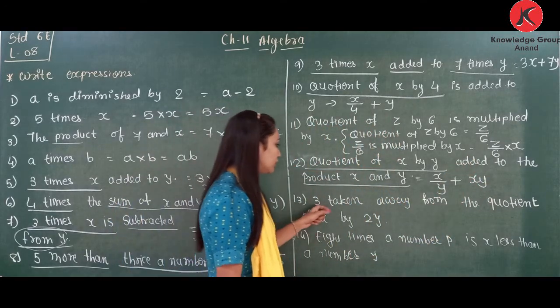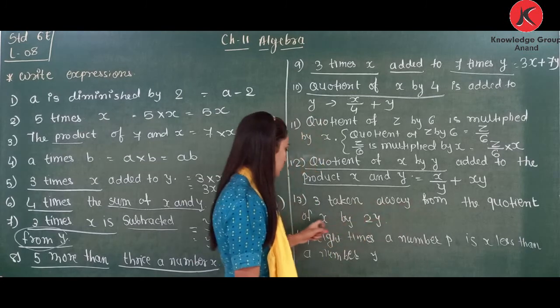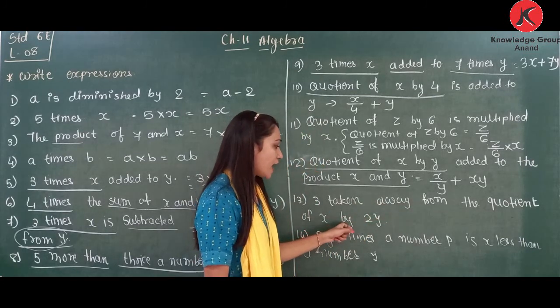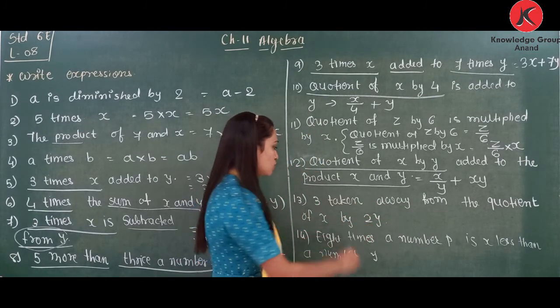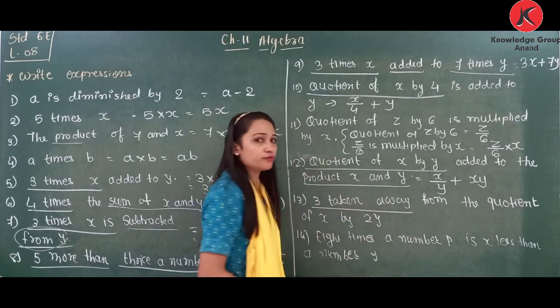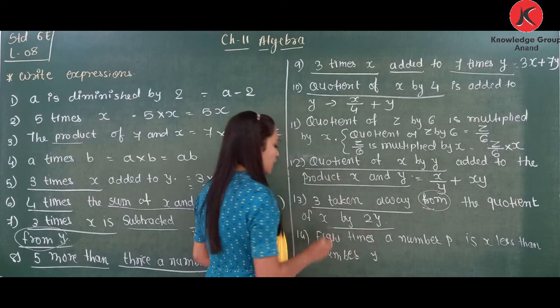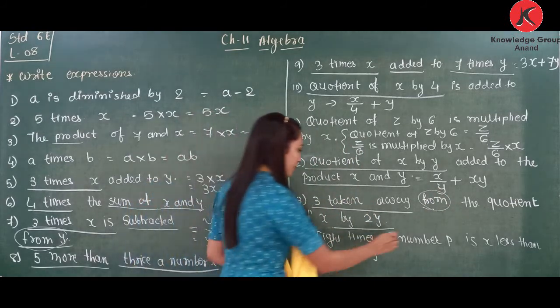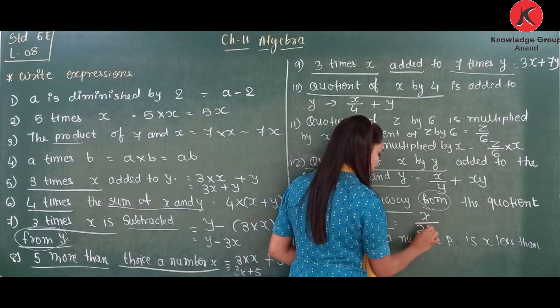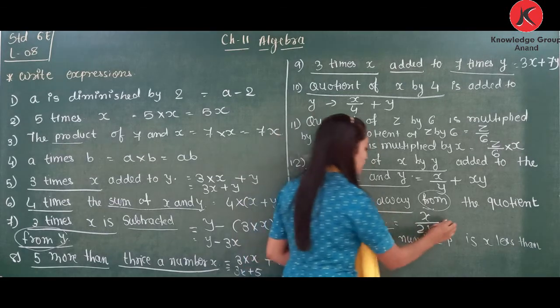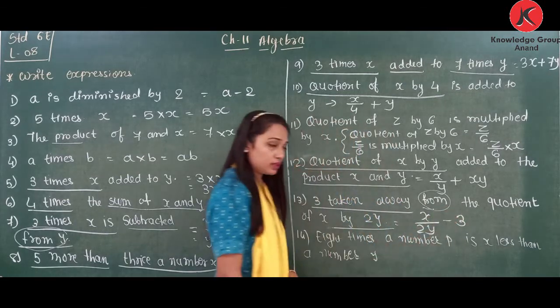Next, 3 taken away from the quotient of x by 2y. So 3 is taken away from what? From the quotient of x by 2y. So here we can write x by 2y, and from this we need to take away 3.